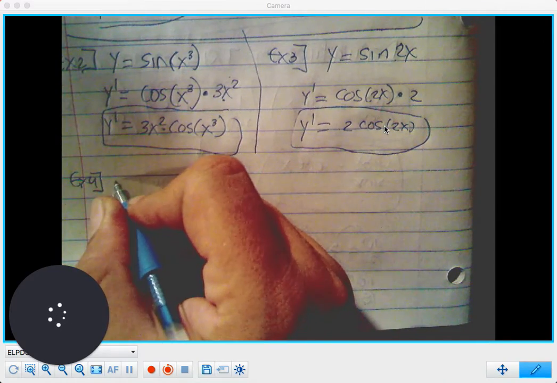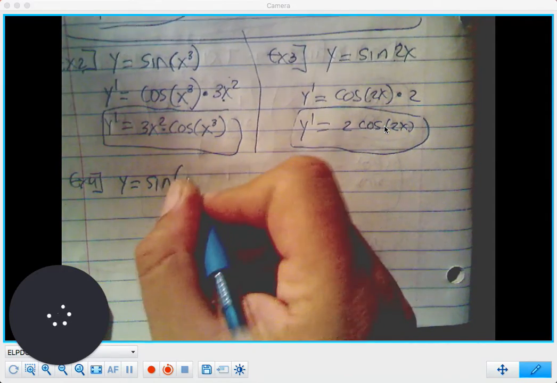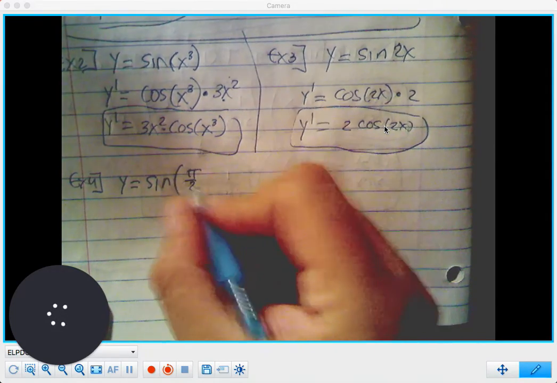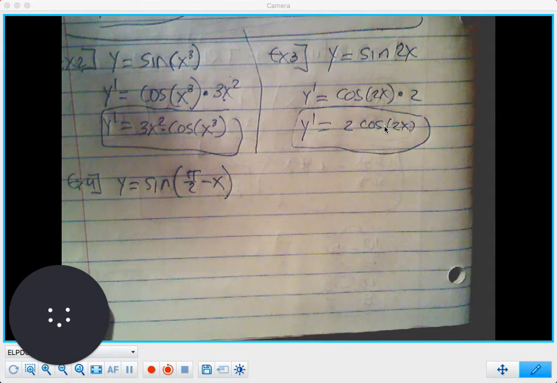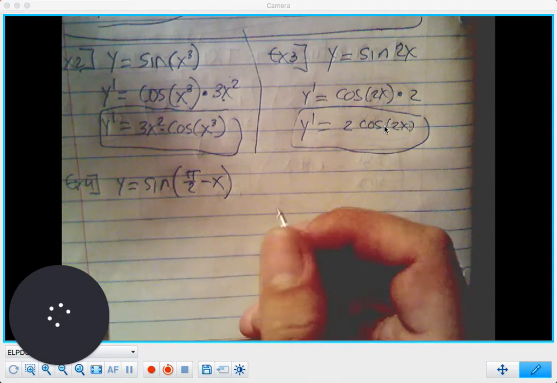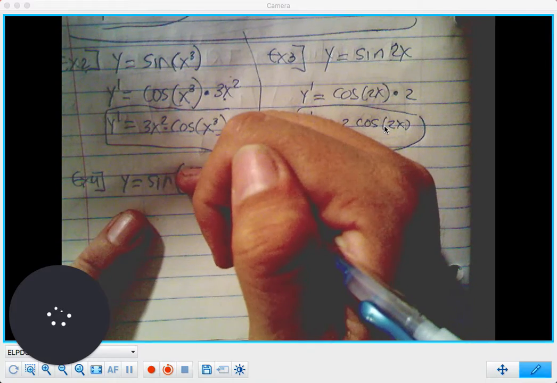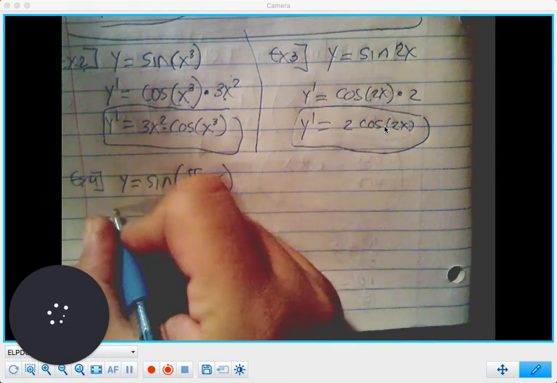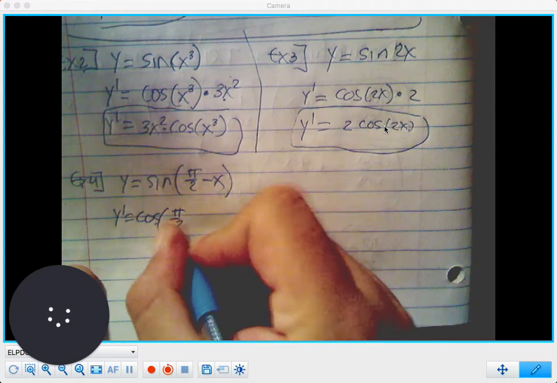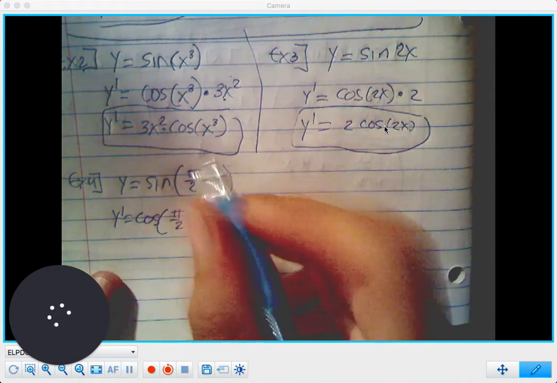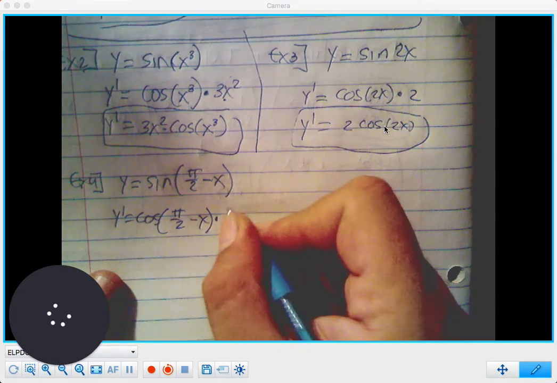This one is saying, find the derivative of sine of pi over 2 minus x. Now, a lot of people get confused with this, but look, it's the same thing. Pretend that's not there. What is the derivative of sine? Cosine. So y prime equals cosine. Copy that. You see, you're almost done. The derivative of sine is cosine, you copy the same thing, and then you take the derivative.